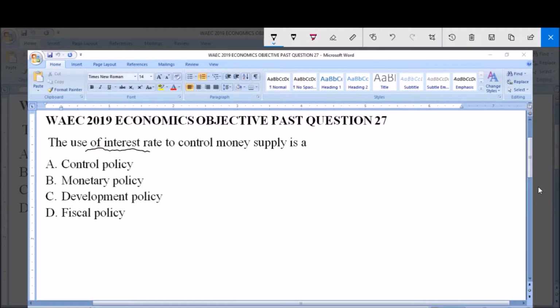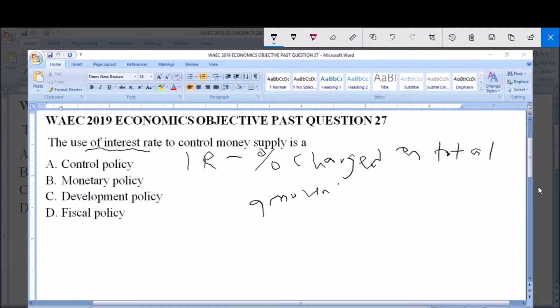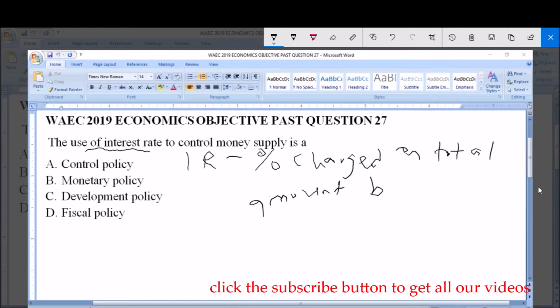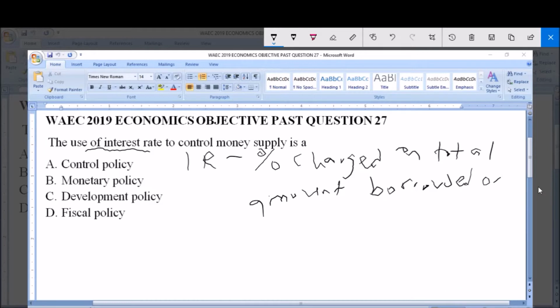Now, interest rate, I'll represent it as IR, is basically a percentage charged on the total amount borrowed or saved.